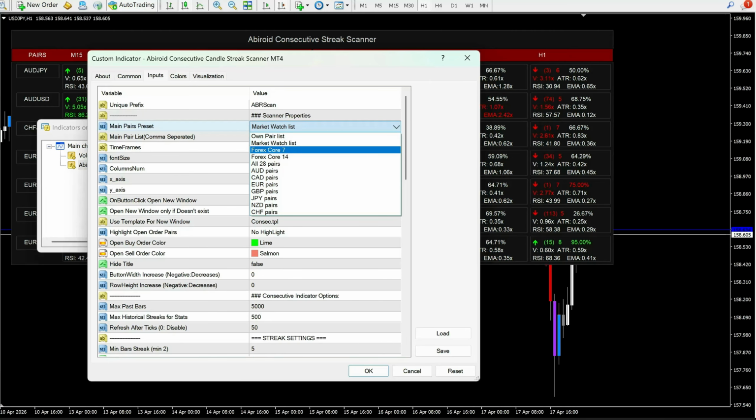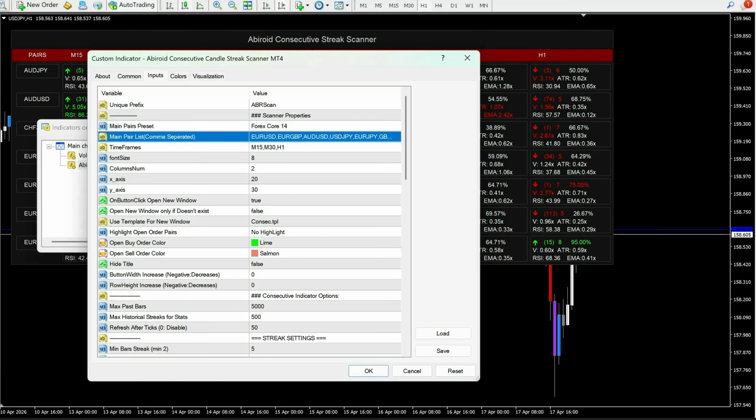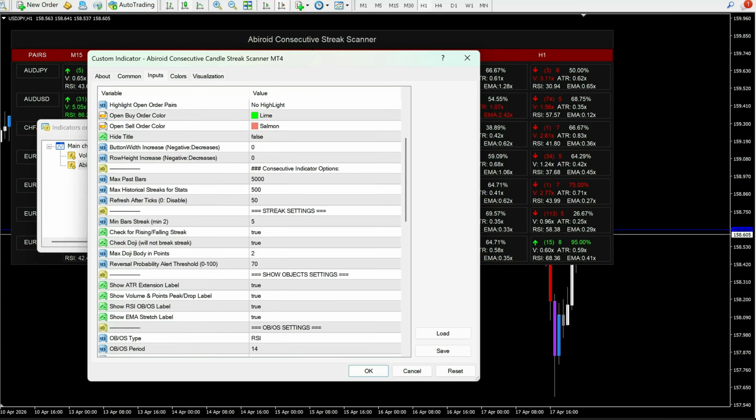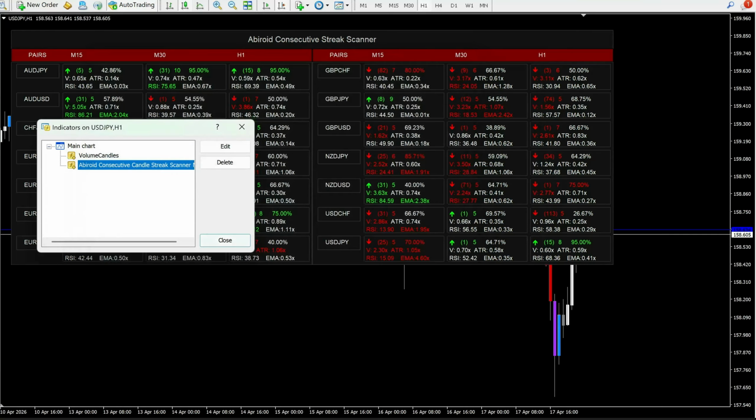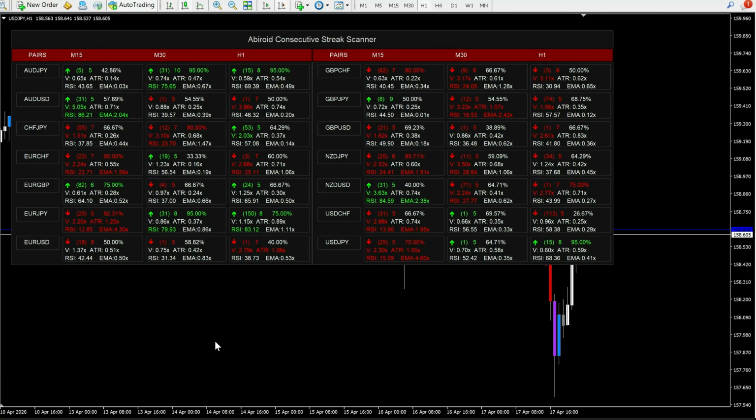Let me just go back to the Forex core 14, and the timeframes that I've selected are these, and I've kept the scanner at 2 columns so that it won't take up too much space and it will spread out quite a bit. Now you can define how many past bars it needs to check for consecutive bars. This is especially useful because it will use the historical data to calculate this reversal percent and these max historical streaks. So in 5000 bars, it will look through 500 total streaks and it will calculate this. Now let me just talk about each of these and then it will make much more sense.